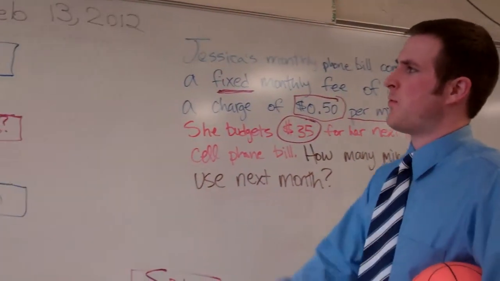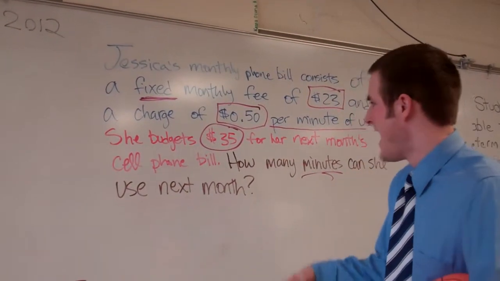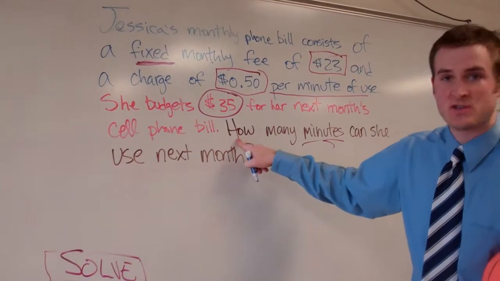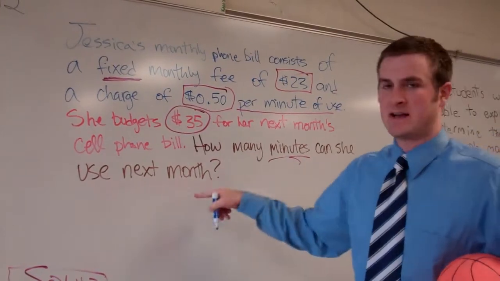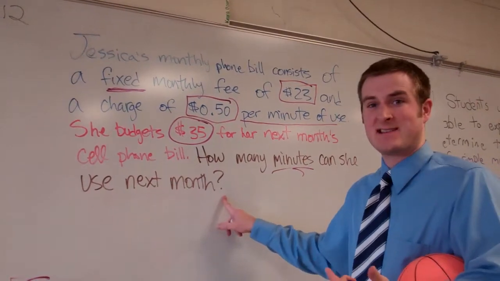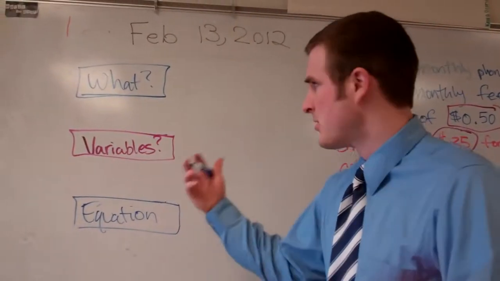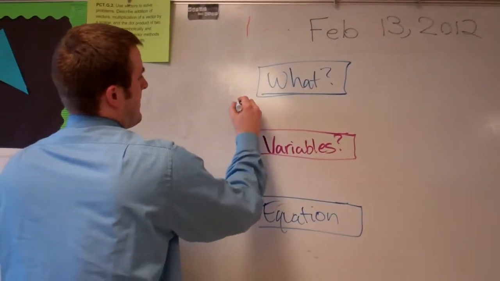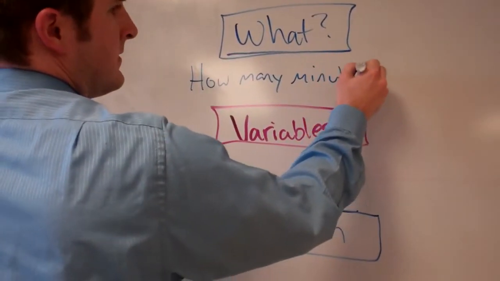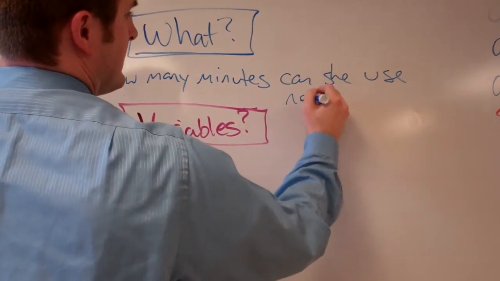All right. So our first step is the what. What are we looking for in the problem? What are they asking us to do? And in this case, I'm going to mark everything up like Mr. Kent did, and then I'm going to finally realize that we're searching for how many minutes can she use next month. The key point there is to always look at the end typically with the question mark. That's what it's asking. How many minutes can she use next month? So for my own organization, I'm going to write this right up here under the what. How many minutes can she use next month?